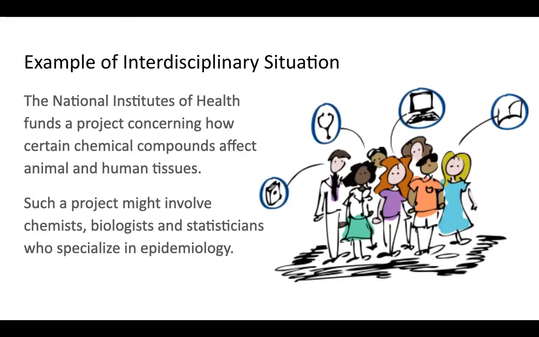So here's an example with interdisciplinary research. The NIH funds a project concerning how certain chemical compounds affect animal and human tissues. Such a project may involve chemists, biologists, and even statisticians who specialize in epidemiology.